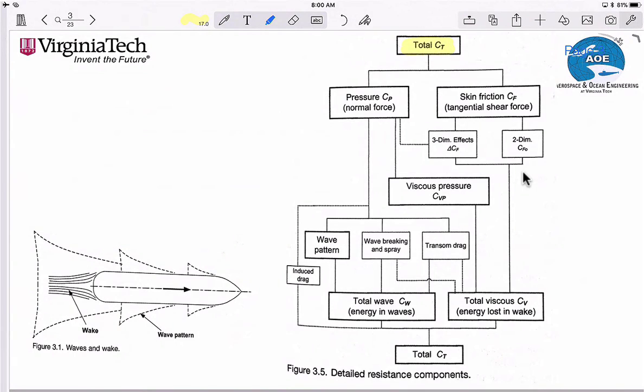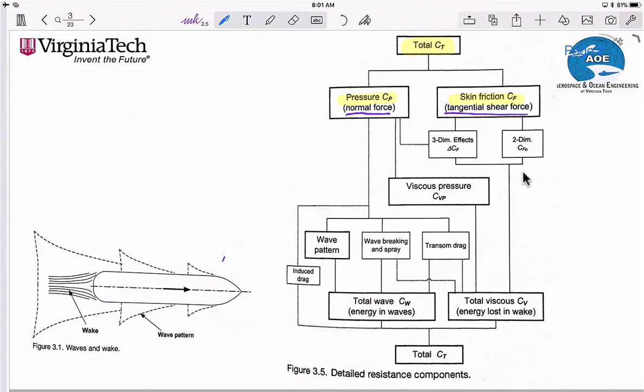So here's a chart that shows that at the very top is the total resistance, C sub T. And at the top level, we can split that into the pressure resistance, C sub P, and the skin friction resistance, C sub F. The total resistance has these two components, and the pressure resistance is always due to the normal force, and the skin friction is due to the tangential force.